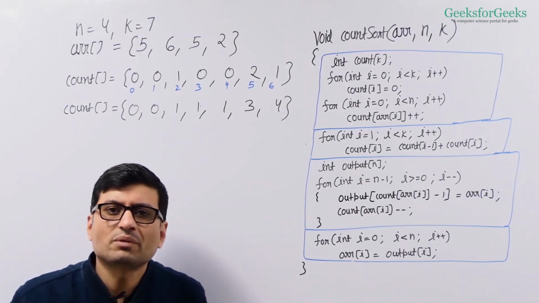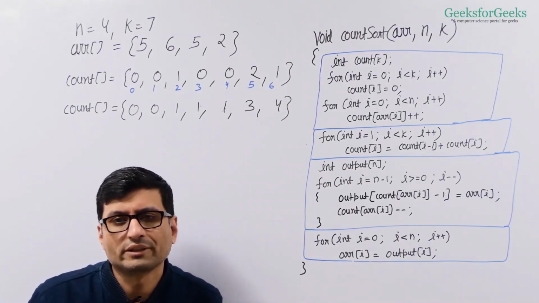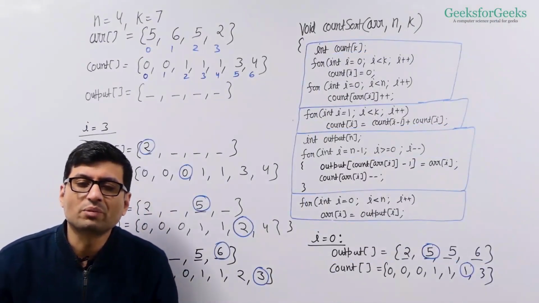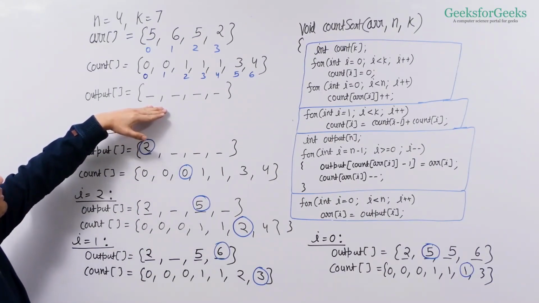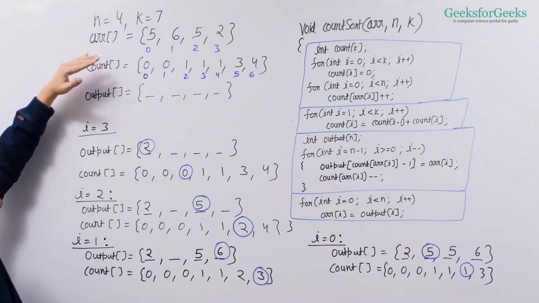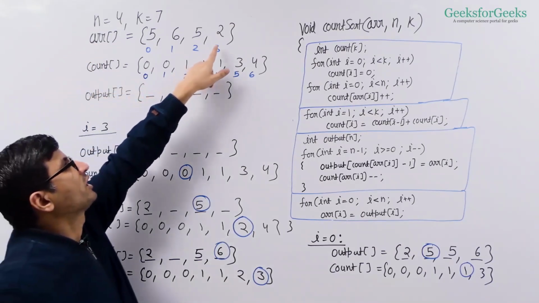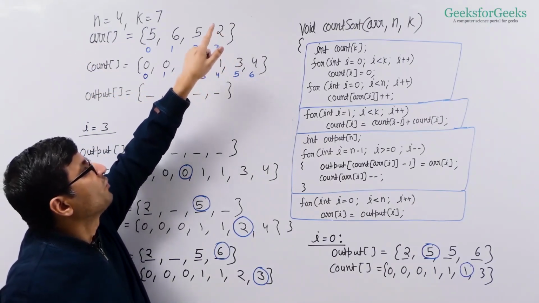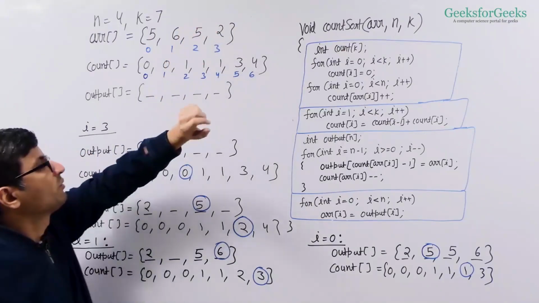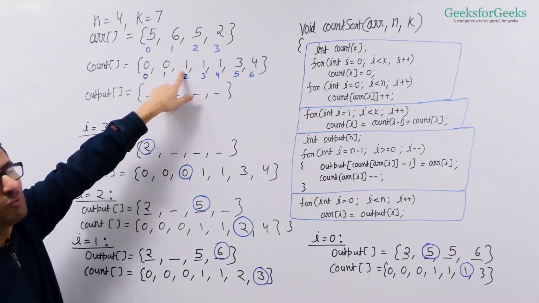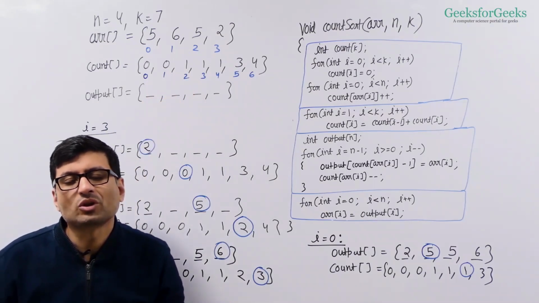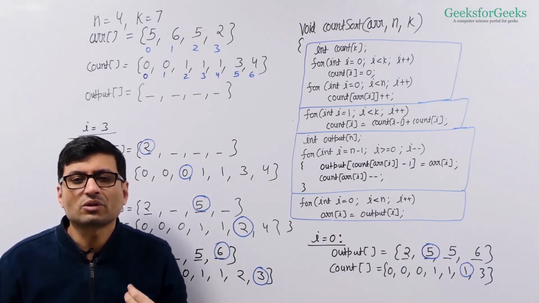And after this step, we are going to build the output array. Let us see now how we build the output array for this example. We have an output array of the same size as our input array. Now we are going to traverse our input array from the last index. We have the element 2. We use this element as an index in our cumulative count array. We get the value 1. It means this 2 is going to be at the first position in our output array.